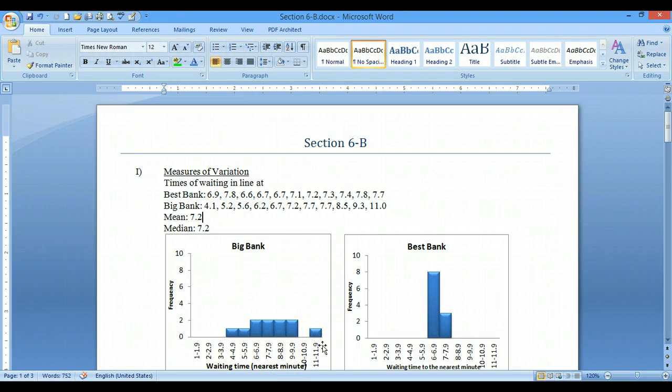This is when we're going to be talking about measures of variation. The first example is about two different banks and the wait time in line at Best Bank versus Big Bank. The first thing we want to talk about is the mean and the median.